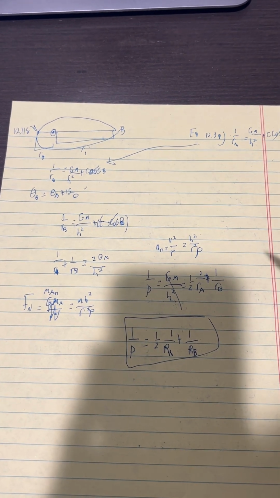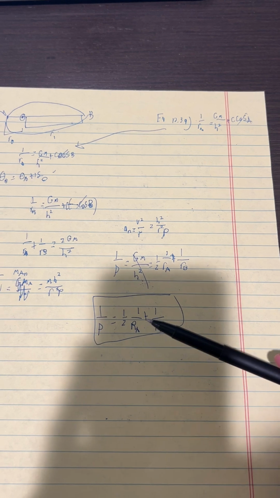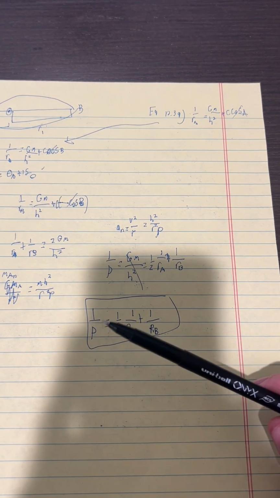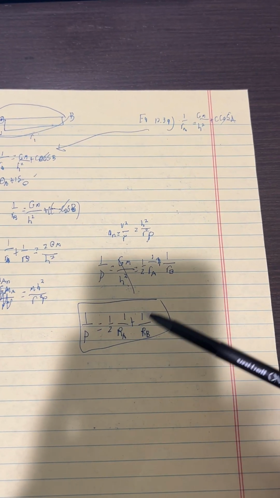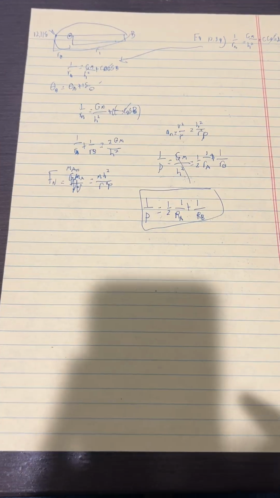And then by just substituting things in the equation, I was then able to prove it, that 1 over p equals 1/2 of 1 over r_a plus 1 over r_b. And that is my homework 2.